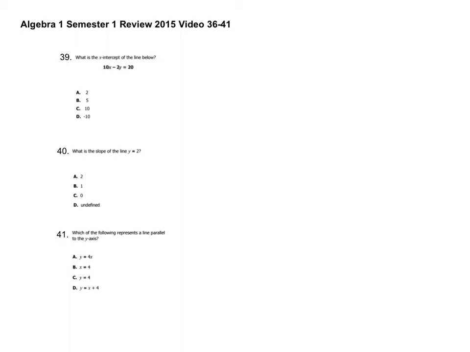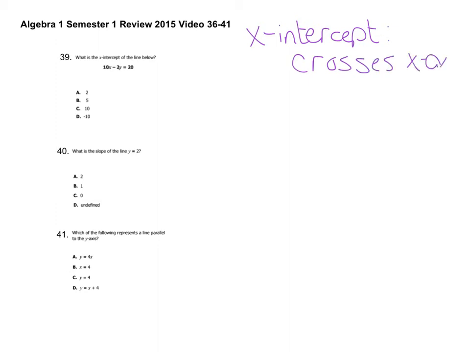Number 39, what is the x-intercept of the line below? This line is in standard form. That's the easiest way to find the intercepts. Recall that the x-intercept is where the line crosses the x-axis. And if I have a coordinate plane and something crosses the x-axis, that means that the y value is 0. So there's some number and the y value is 0.